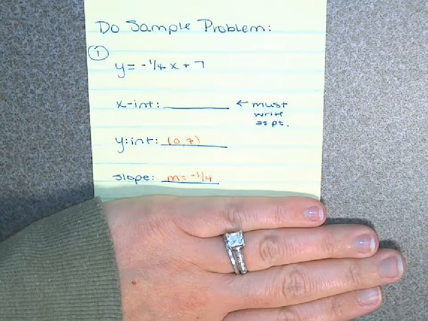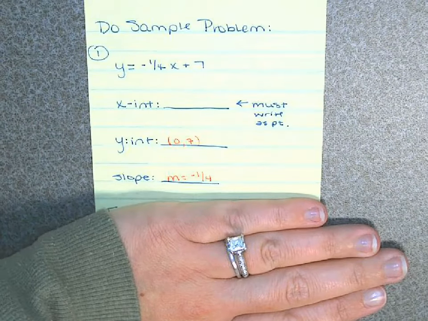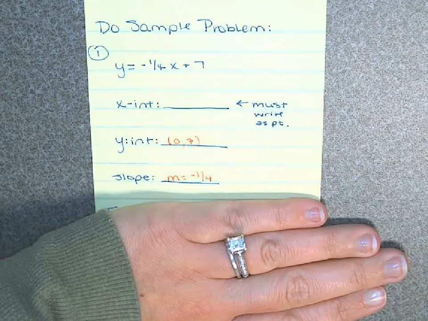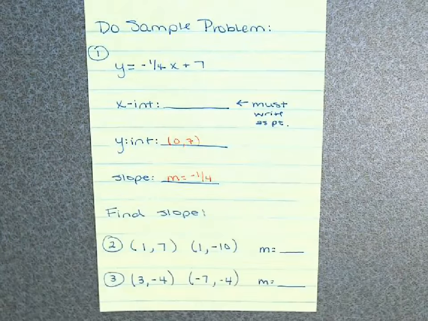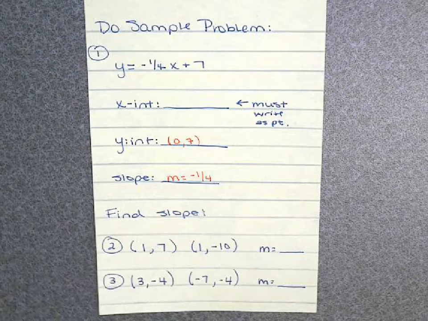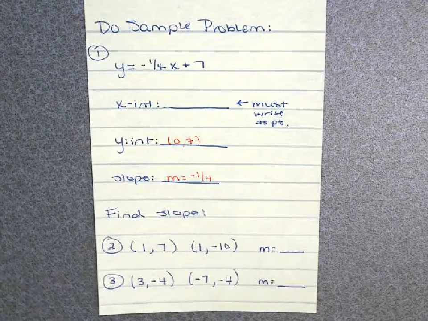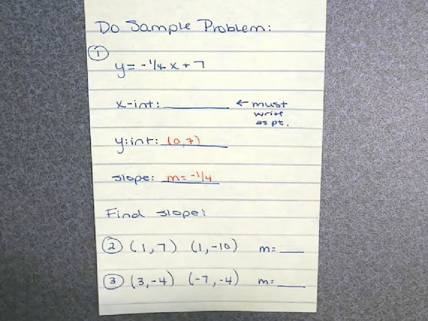Okay, the x-intercept is the tricky one. Does anyone have any ideas of how we can go about finding the x-intercept here, or what the x-intercept looks like? Yep, that's what we're looking for, where it crosses the x-axis. But how are we going to find it? You could make a graph. That'd be one option, but there's a better way, because graphing sometimes takes a lot of time. Plug it in.